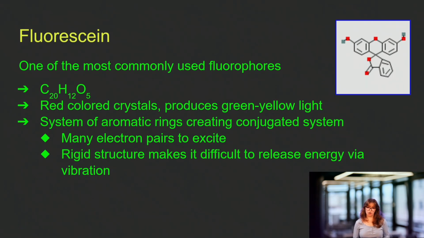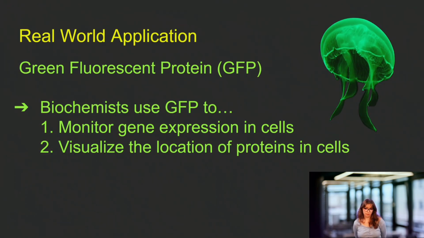It is a compound that has a system of aromatic rings, creating a conjugated system. There are many electron pairs to excite in this compound, and the rigid structure makes it difficult to release energy via vibration. So a real-world application of fluorescence involves green fluorescent protein, or GFP. GFP is a naturally occurring compound in jellyfish.